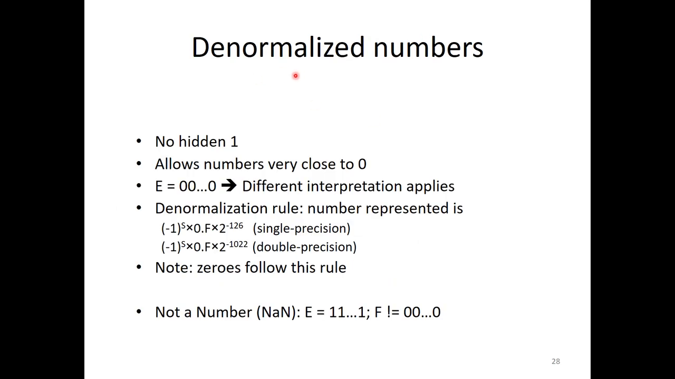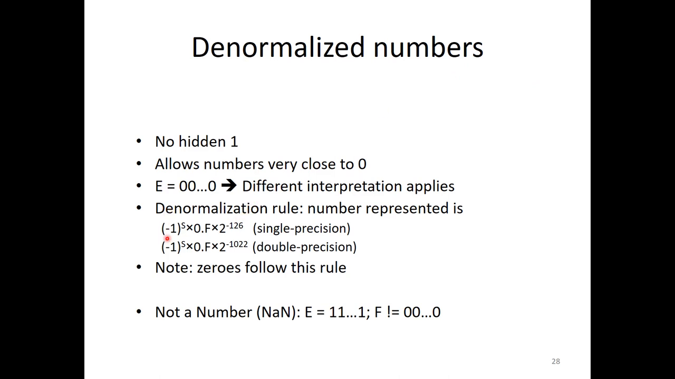Now for very small numbers, which are less than one, 0 point something, there is no hidden one. So how do we represent them? For that, you need to use the denormalized numbers, not the normalized ones. So forget about 1 point something. We need to represent 0.f. So when e is all zeros, a different interpretation applies. The numbers which are very close to zero are represented through denormalized numbers.